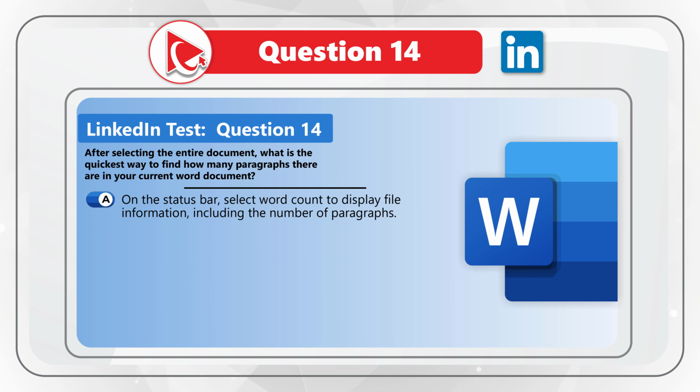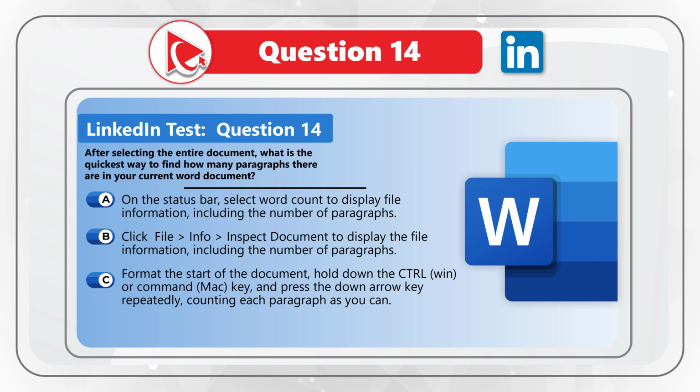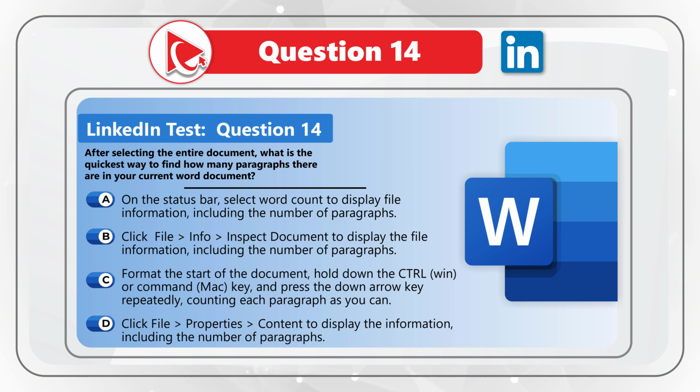Choice A. On the status bar, select Word count to display file information, including the number of paragraphs. Choice B. Click File, then Inspect Document to display file information, including the number of paragraphs. Choice C. From the start of the document, hold down the Control in Windows or Command in Mac key and then press down arrow key repeatedly, counting each paragraph as you go. And last but not least, choice D. Click File, Properties, Content to display file information, including the number of paragraphs. Take a close look to see if you can come up with the answer.